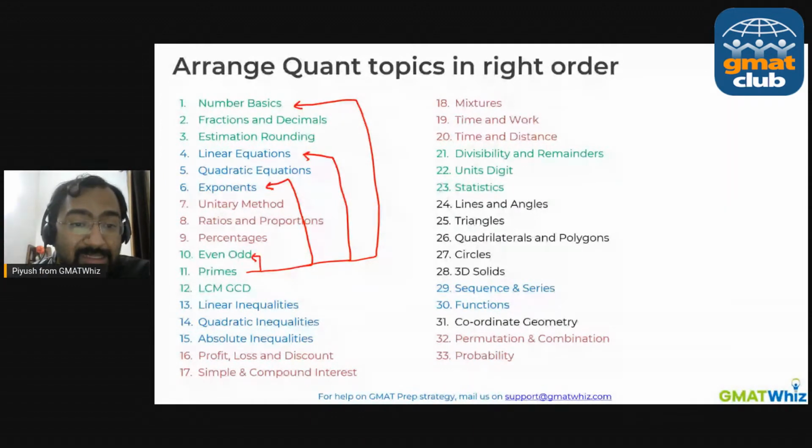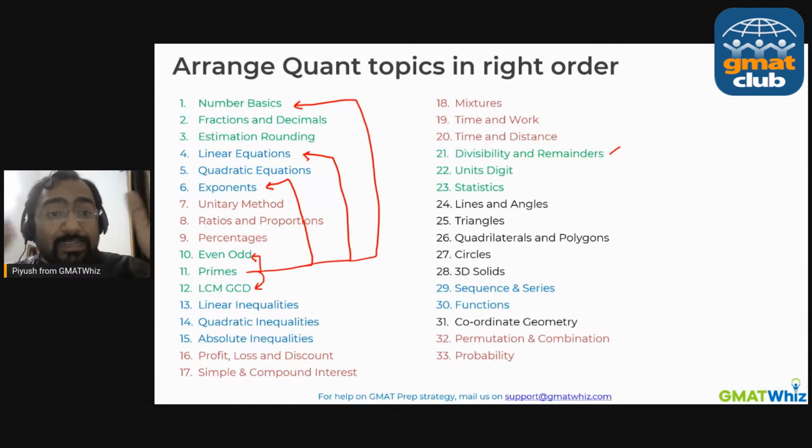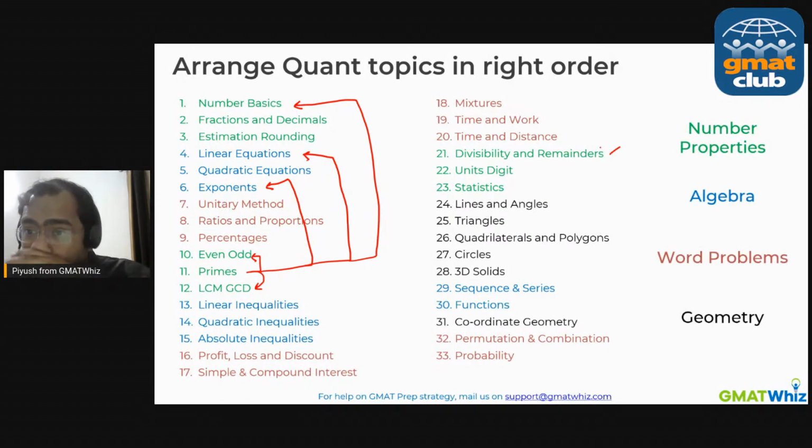And when you do primes, then you can move on to LCM GCD. And similarly, when you do primes, then also you can move on to topics like divisibility and remainders and many other things. So this sequence that you see takes into account the interdependency between all the modules of quant, number properties, algebra, word problems, geometry for that matter, all the modules of quant, and gives you the perfect sequence of learning. So if you want, obviously you don't have time to note it down, you can take a screenshot of this, or you can refer to this video later on.